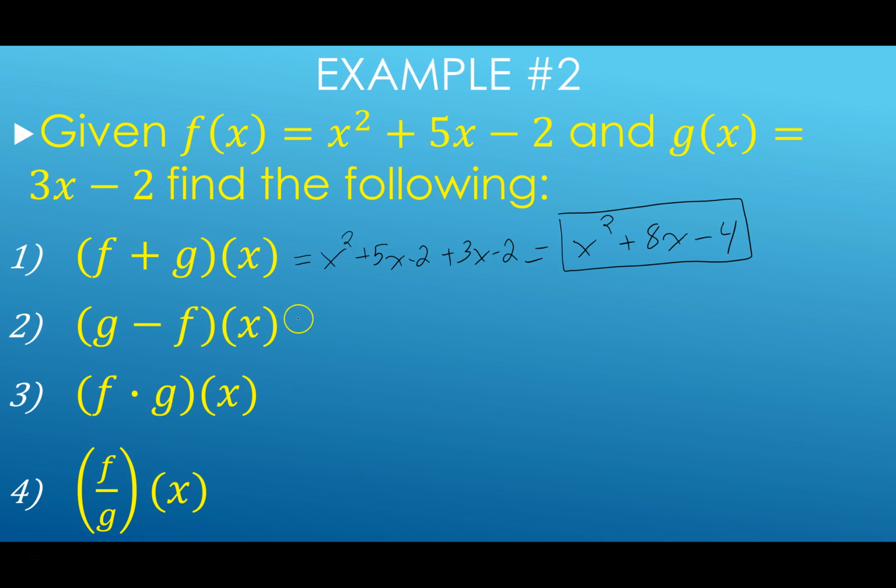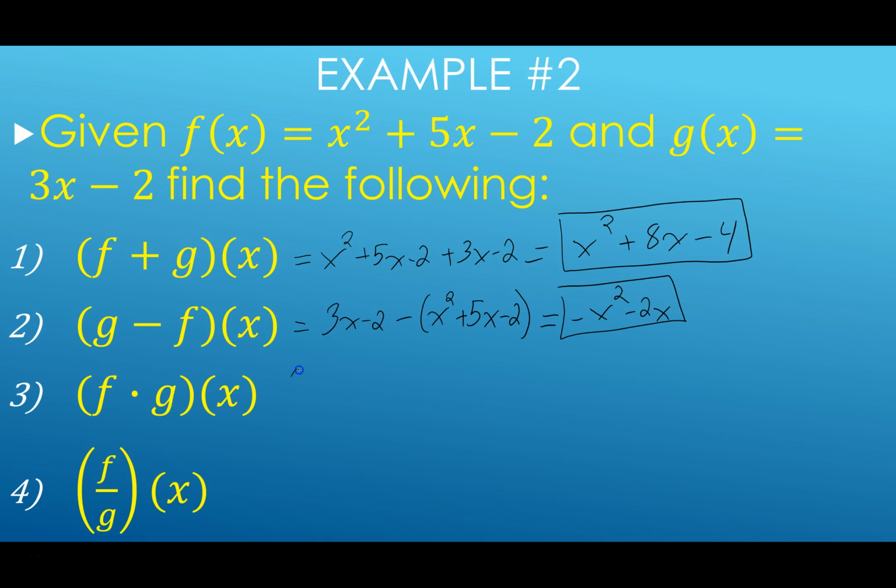And then g minus f, well, then it's going to be 3x minus 2 minus the function x squared plus 5x minus 2. So when we work that out, we'll get the negative x squared. 3x minus 5x becomes a minus 2x. And negative 2 minus negative 2 becomes negative 2 plus 2, so that's 0. So just negative x squared minus 2x.